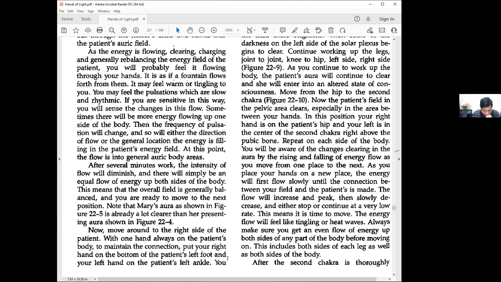Always make sure you get an even flow of energy up both sides of any part of the body before moving on. This includes both sides of each leg as well as both sides of the body. So again, in healing, balance is very important.